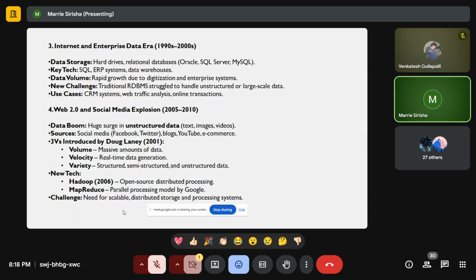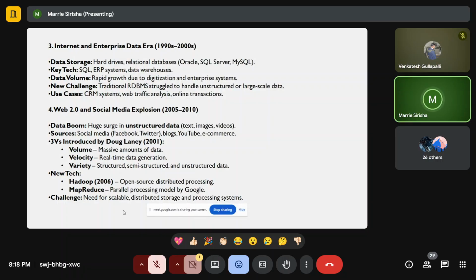So what happened? Data boom. That means data has grown and it has come in a large form like unstructured data. Huge surge in the unstructured data like text, images, videos, etc. So from where the data has come, like social media, Facebook, Twitter, blogs, YouTube, e-commerce.